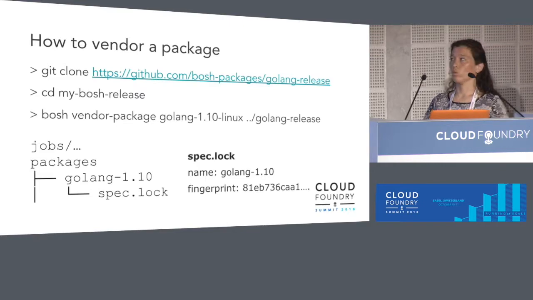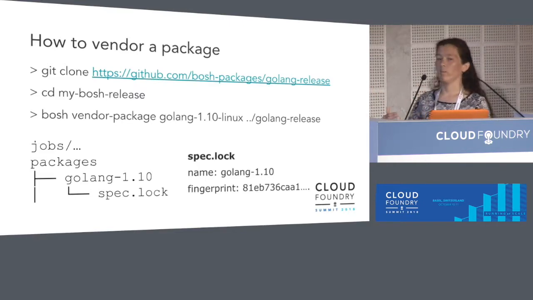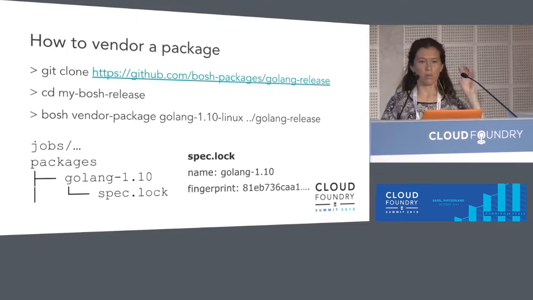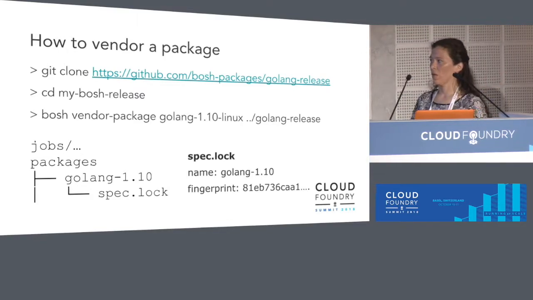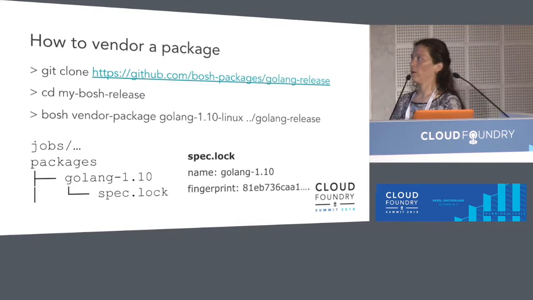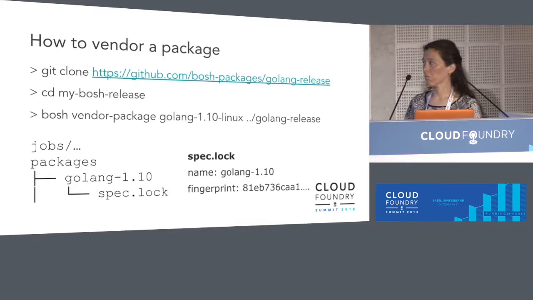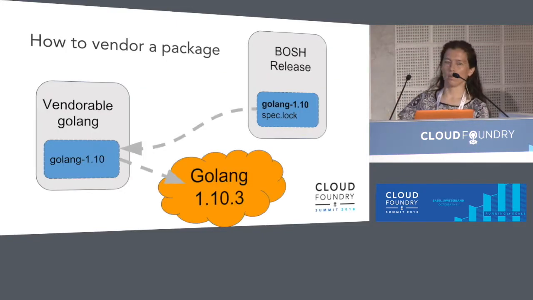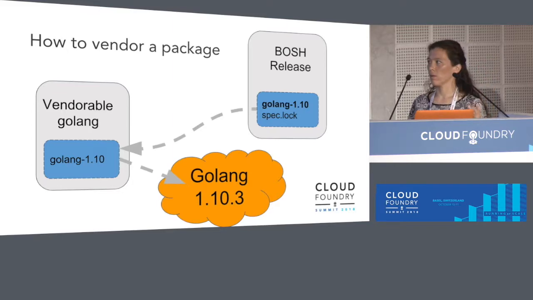So how to actually use this tool. You copy down whatever Bosh package you want, go into your release, and run bosh vendor-package. What it actually will do is make a spec.lock file rather than the spec and packaging file that was there before. And that pretty much just references a fingerprint of what Bosh vendor package version you're using. What that looks like in more practical terms is you have this link. So rather than the arrow going straight from your Bosh release to the third-party blob, or wherever that lives in the cloud, it goes via this vendorable Go link.